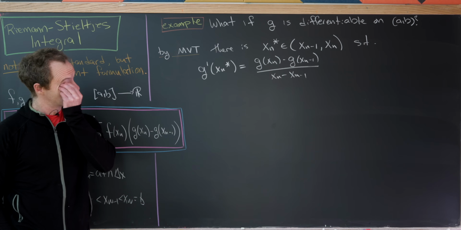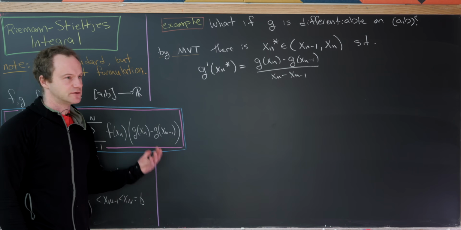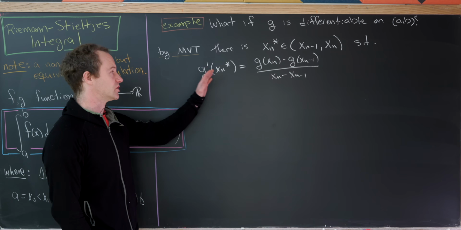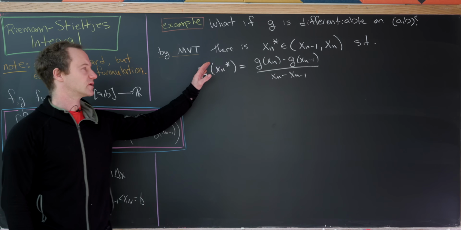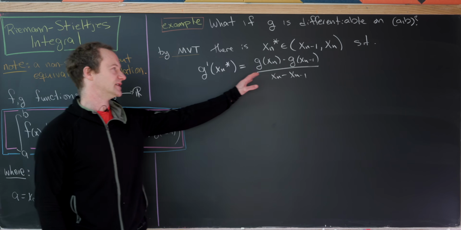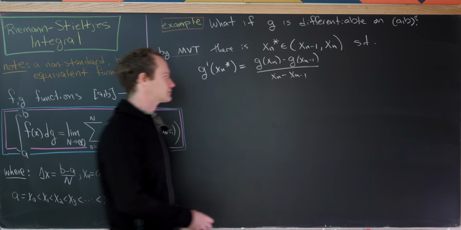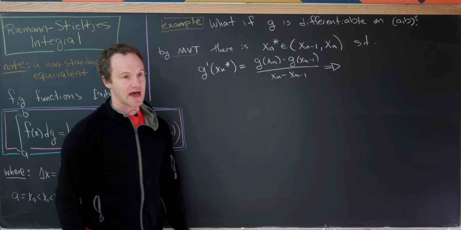So something like that. And let's recall that the mean value theorem says that if you've got a continuous differentiable function, there's always a place where the slope of the tangent line is equal to the slope of the secant line. In other words, the instantaneous rate of change is equal to the average rate of change. So that's what's going on here. But now let's note that this denominator is simply equal to delta x.